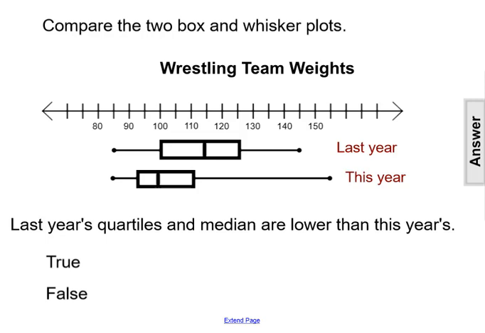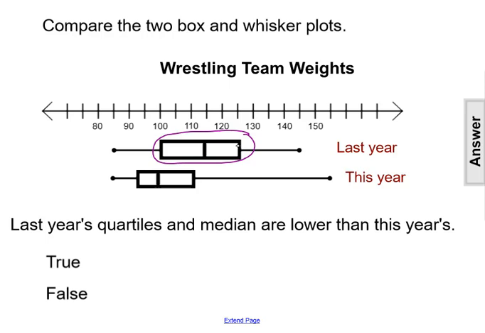So the quartiles and median is the box. The middle of the box is the median, and the quartiles are the ends. So it's going to be these values here, approximately from 100 to 125. So that was last year.